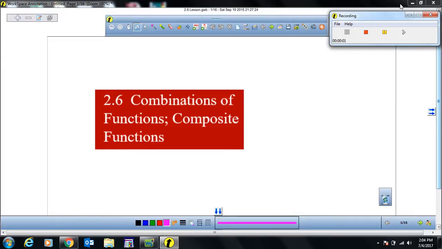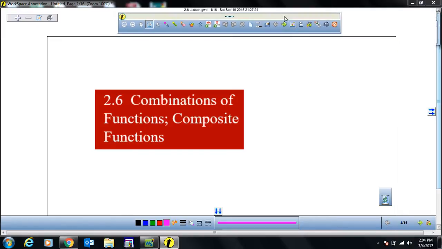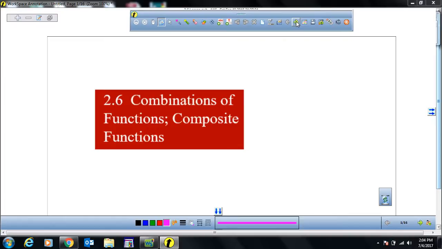Section 2.6, combinations of functions and composite functions. Now, the first thing we will discuss in this section is something that I mentioned in section 2.5, which is the domain of functions given the equations.